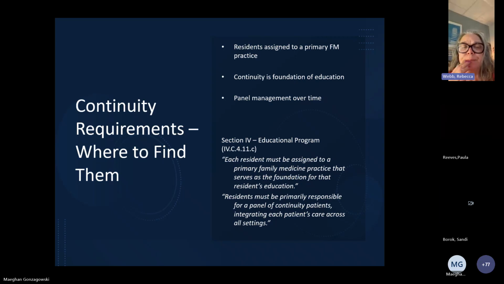All right, next slide. All right, this is where I found these requirements. Residents are assigned to primary FM practice. Continuity is foundation of education and panel management over time. So section 4, educational program, with those citations: each resident must be assigned to a primary family medicine practice that serves as the foundation for that resident's education. And then residents must be primarily responsible for a panel of continuity patients, integrating each patient's care across all settings. So that's where I found this information. Next slide.